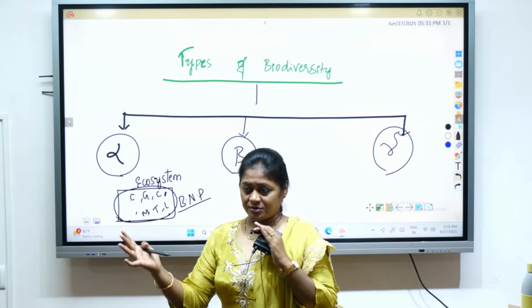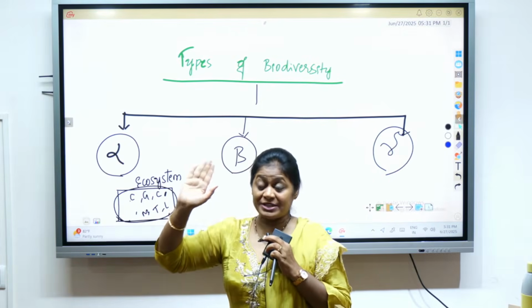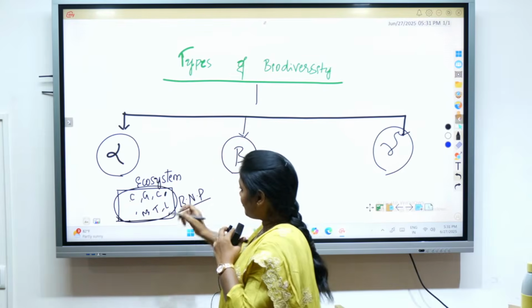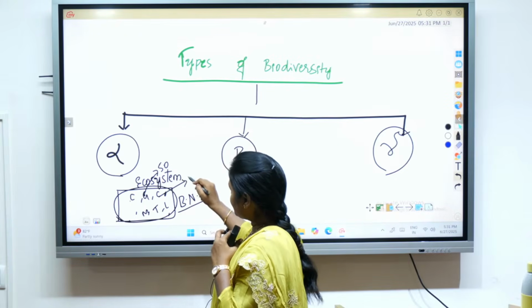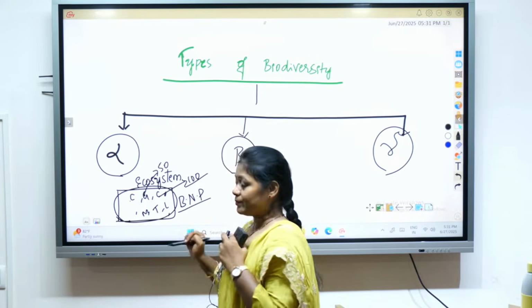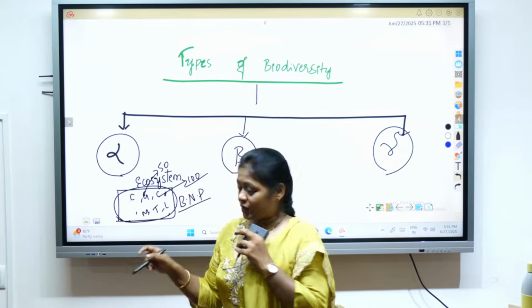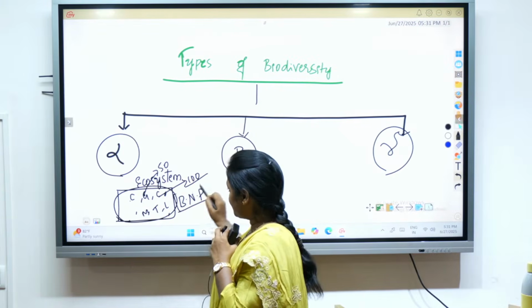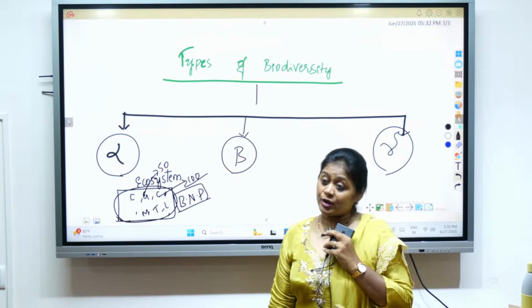In an ecosystem, the number of species, not number of individuals. Please remember, if there are 50 gorilla and 100 chimpanzee, that doesn't matter. Just I am counting number of species, isn't it? Okay, so that constitutes alpha diversity. Number of species present in an ecosystem.